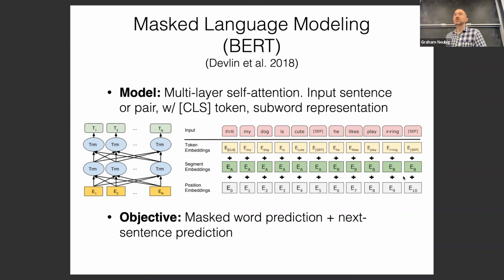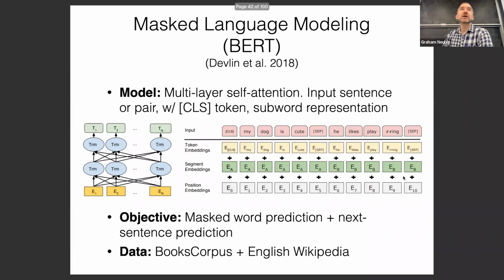The training objective that we use to train the model is twofold. The first one is masked word prediction, so basically predicting words. And another one is next sentence prediction. And the data, it was trained on books corpus and English Wikipedia.